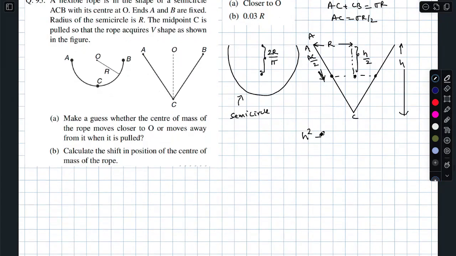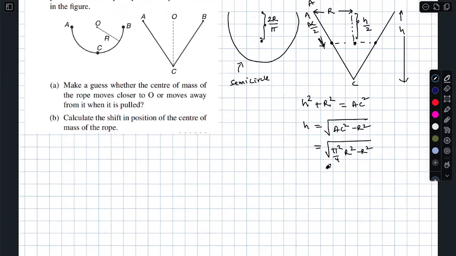Now, h square plus r square is AC square. Agreed? h is under root AC square minus r square. Agreed? AC square is nothing but pi square by 4 r square minus r square. Agreed? So this is nothing but r times r/2 times pi square minus 4. h/2 is what you want: r/4 times pi square minus 4.